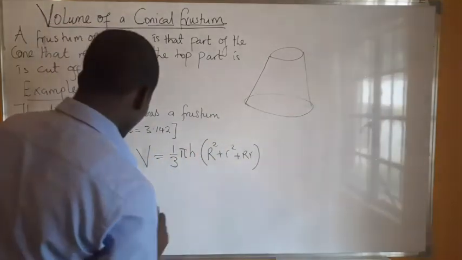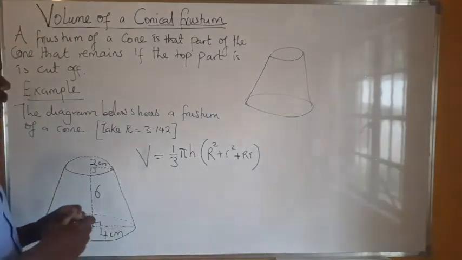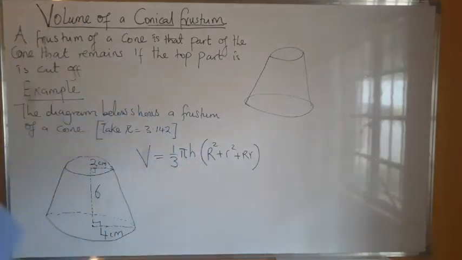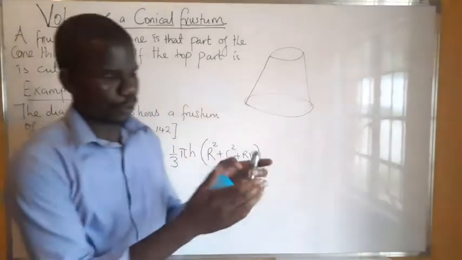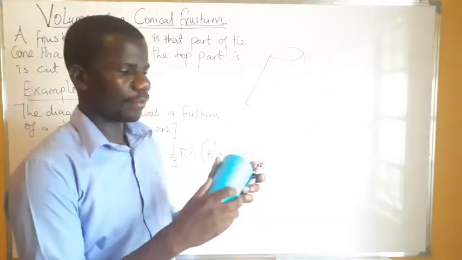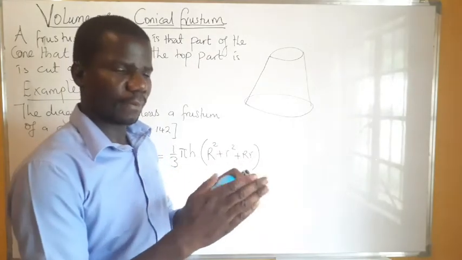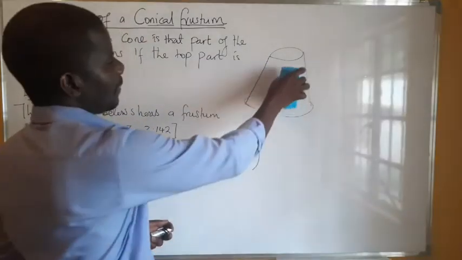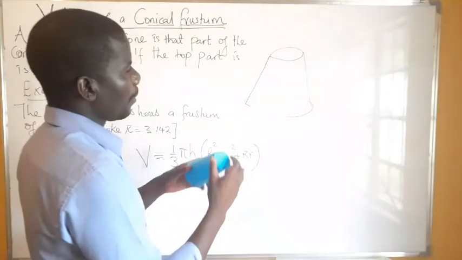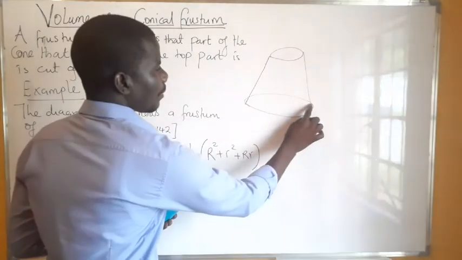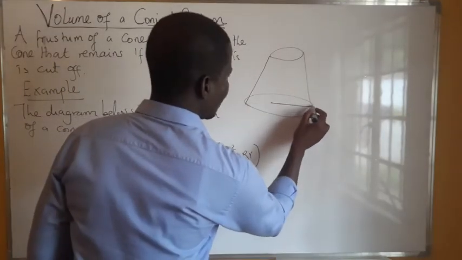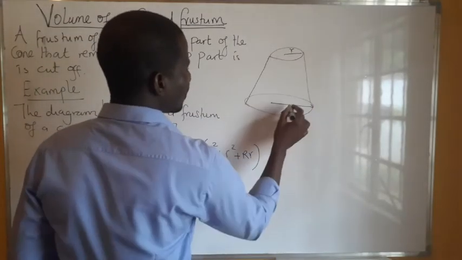You can see that from a cone we are going to have two circles here. There is a circle at the bottom, and if we take this as a frustum, we also have a circle at the top. So we now need to find the radius of the bigger circle and the radius of the smaller circle.